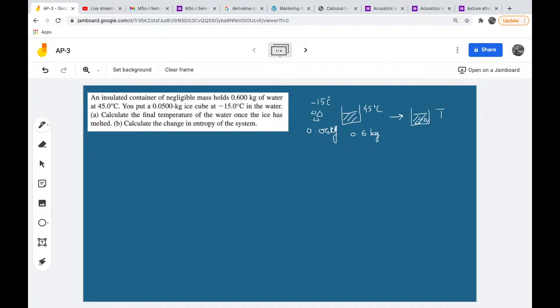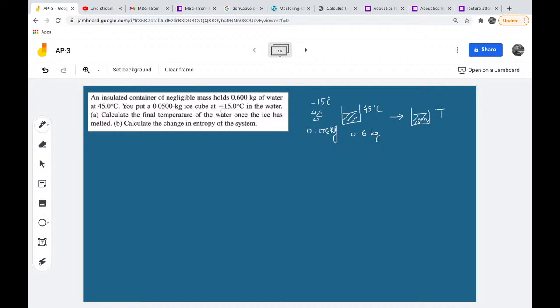Also, if 0 degrees Celsius is the melting point, the water is on the much warmer side, at 45. Ice is not that cold, minus 15. A large mass is at a temperature well above 0 degrees, while a small mass is at a smaller temperature below 0. So chances are that the ice has melted. I'll start with that and do my calculation. If my assumption is incorrect, my answer will turn out to be negative.